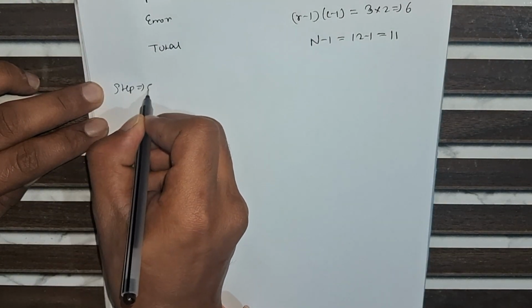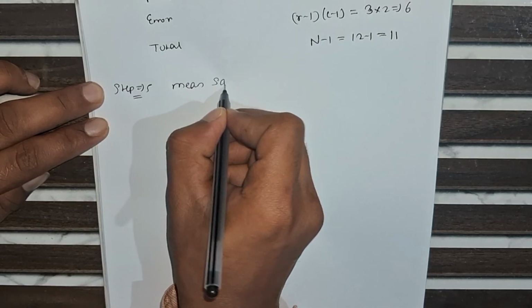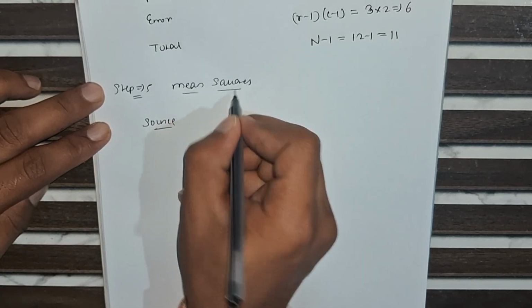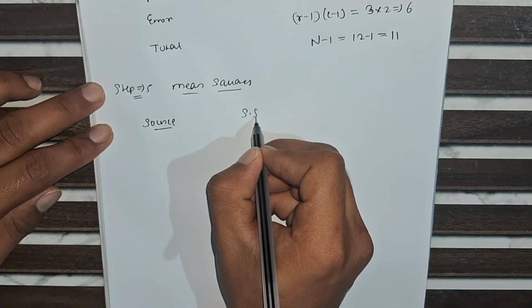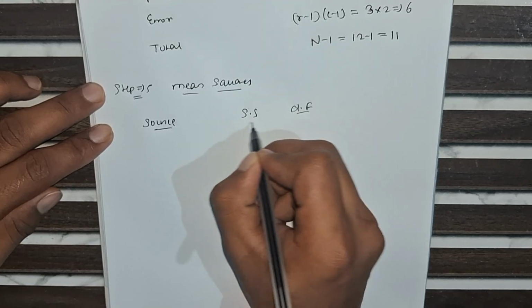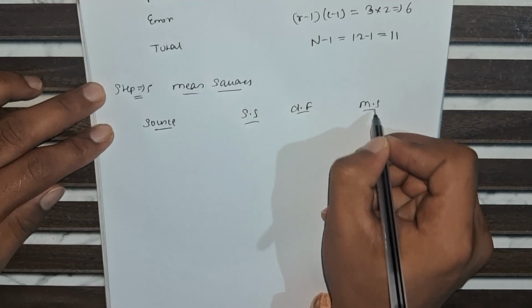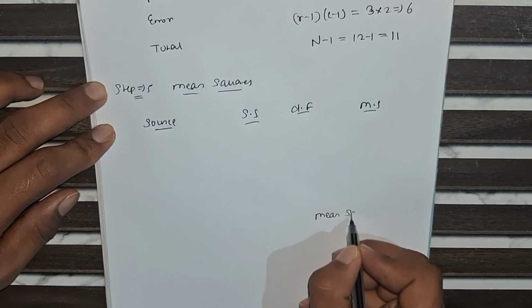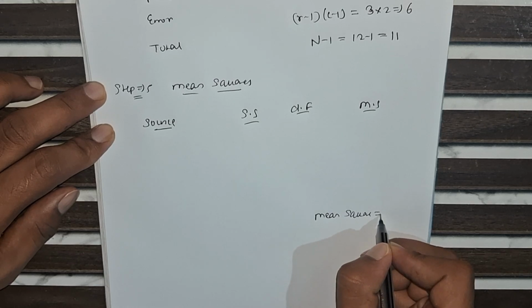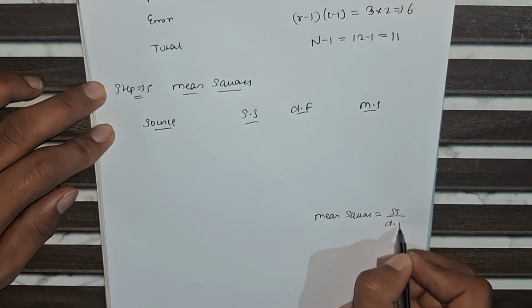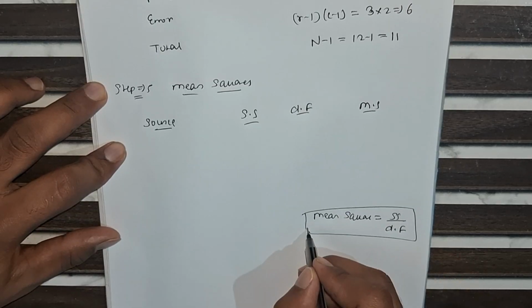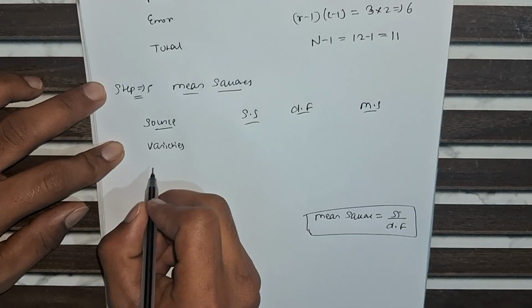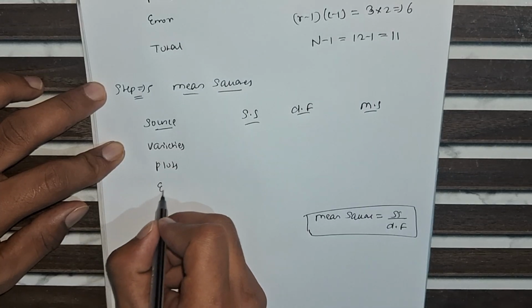Step 5, which is mean square, in which this is our source, SS means sum of square, DF means degree of freedom, and MS means mean square. So what is the formula to find the mean square? Mean square is nothing but sum of square divided by degree of freedom. This is the formula to find the mean square. So sources are varieties, which means columns, plots, which means rows, and error.